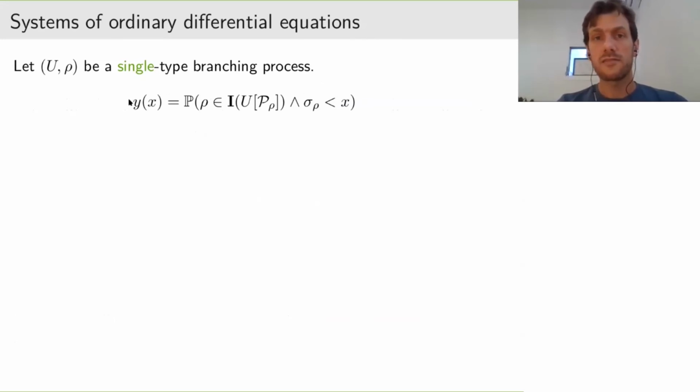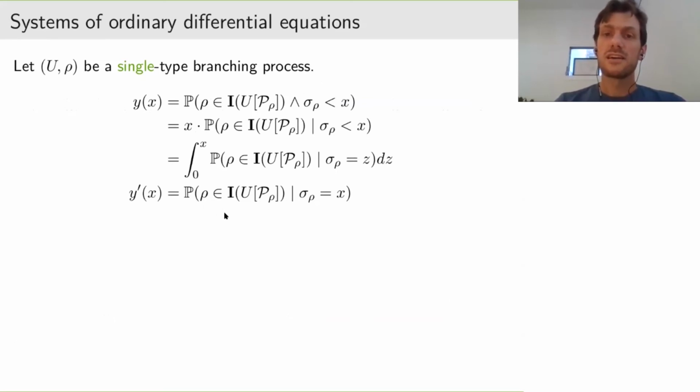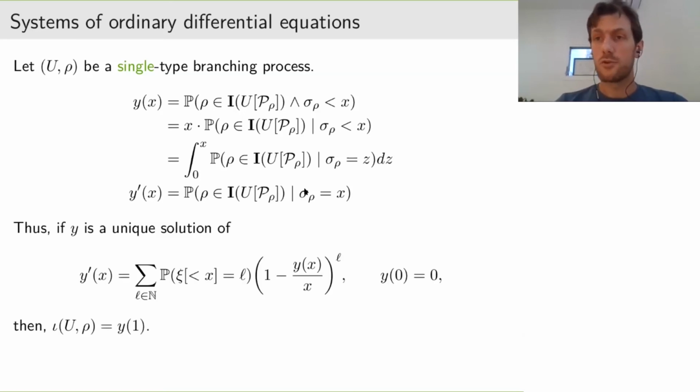So we're really after y of 1. This is just the probability the root is red. We can write it as the following integral and take a derivative. So the derivative of y at x will just be the probability that the root is red, given that its label is exactly x. But this will give us the following recursion.